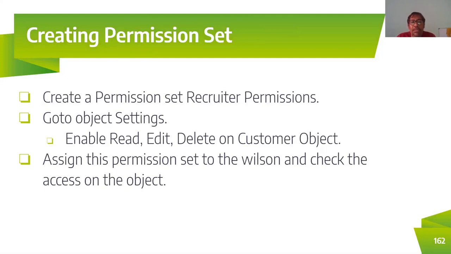Then create a permission set, recruiter permission, go to object settings, right? Enable read, write, edit, delete on the custom object, assign the permission set to Wilson, and check the access on the object, right? So you're going to assign this to the particular user. You're going to create a permission.